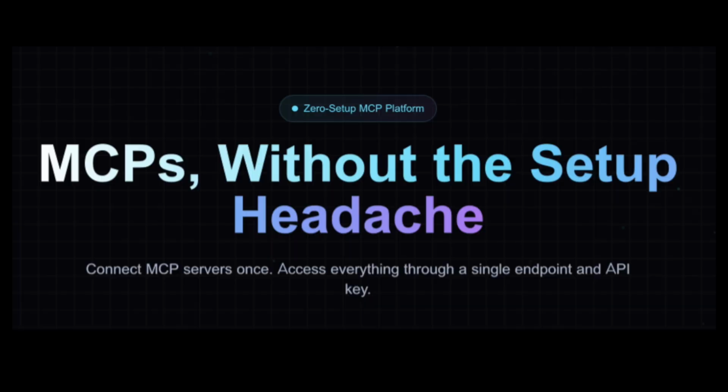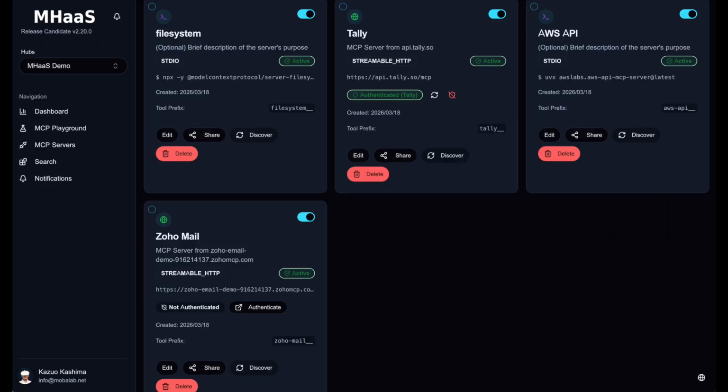So, what is MHaaS? It's a web-based platform for managing MCP server environments in one place. In the last demo video, we added and configured 4 MCP servers: File System, Tally, AWS API, and Zoho Mail, and verified they were working.